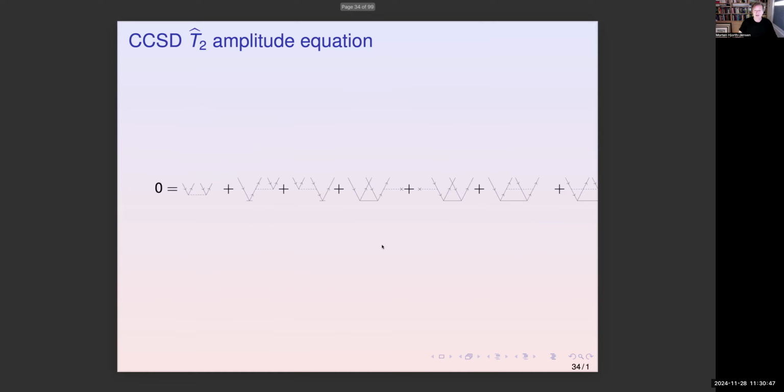And again, oops, I wrote the figure wrongly. I didn't see this before. I have to update this one. But we will get a whole series of diagrams where we now have just a two-particle, two-hole excitation.